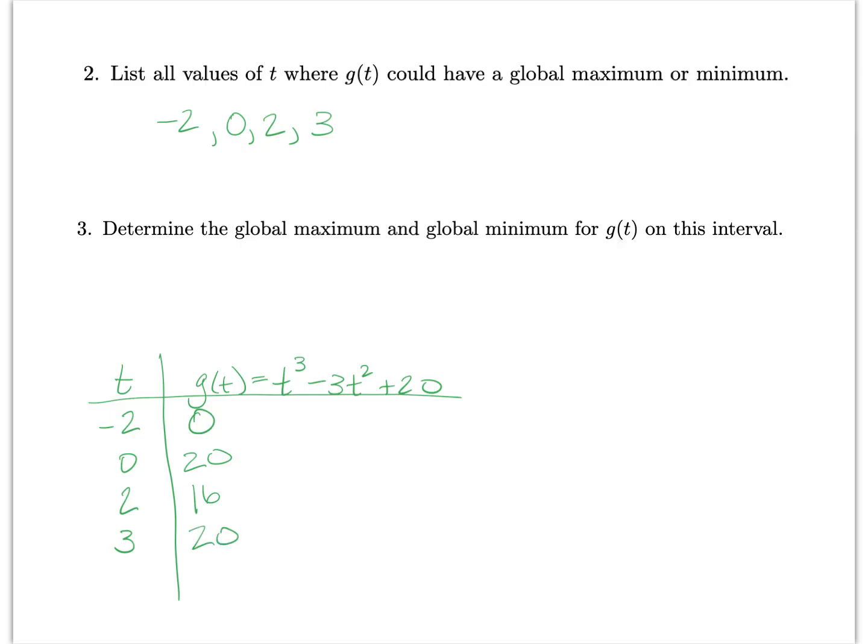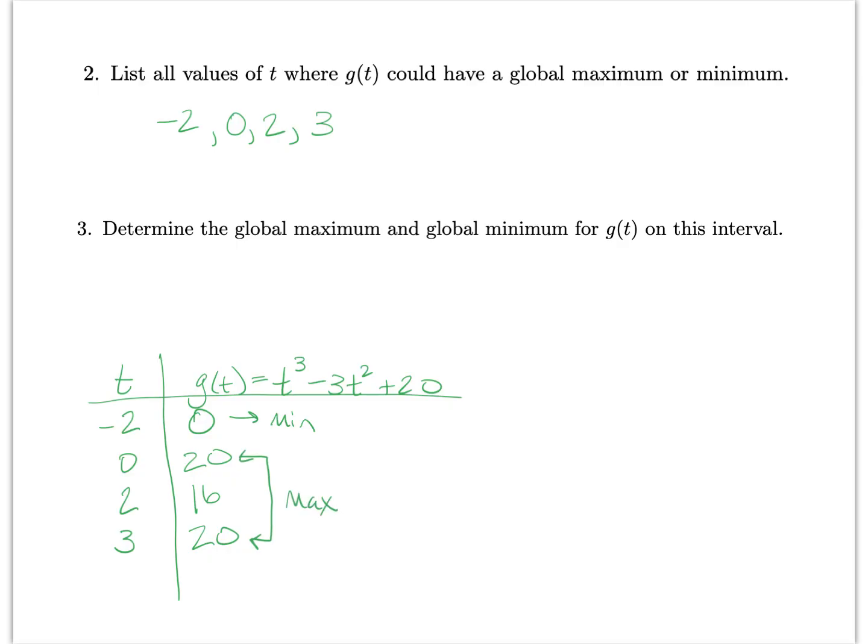So I have actually a tie for the largest y value. It's 20. And my 0 is my min. And then I have my max is 20.